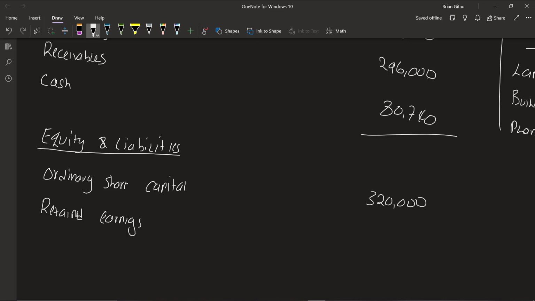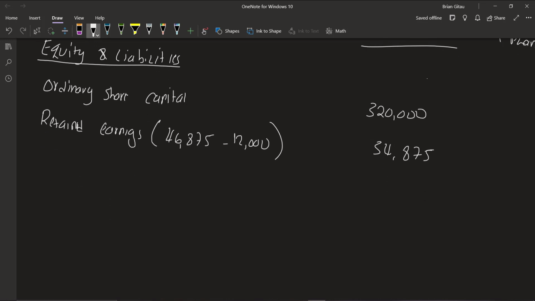From our income statement, we got the figure as 46,875. But we had drawings of 12,000. So we less the 12,000, giving us a figure of 34,875. Next we have the non-current liabilities.